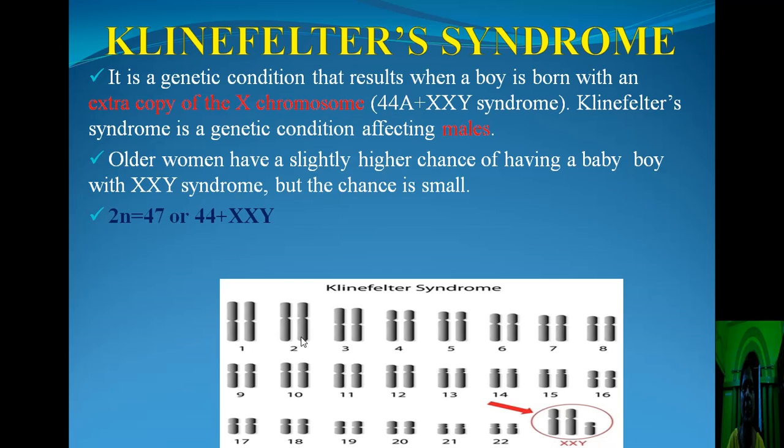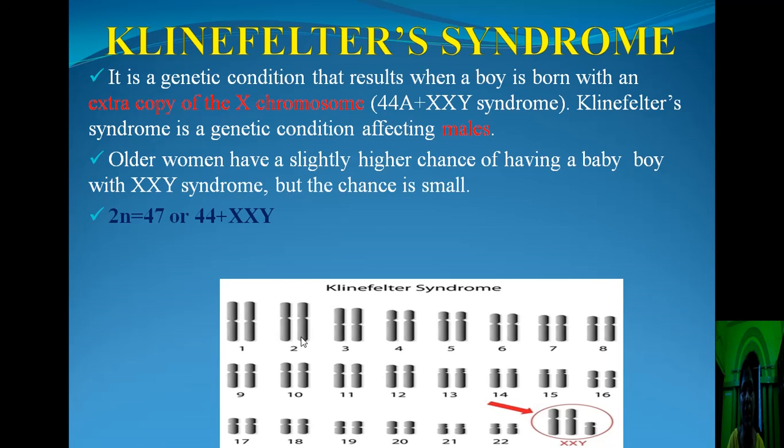Next, Klinefelter syndrome. It is a genetic condition that results when a boy is born with an extra copy of the X chromosome. Generally boys have one X chromosome and one Y chromosome. When instead of XY, the sex chromosomes are XXY, that condition leads to Klinefelter syndrome. The karyotype of that male is 44 autosomes and XXY.